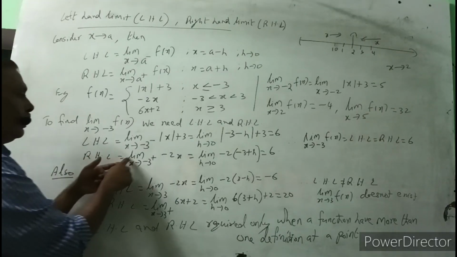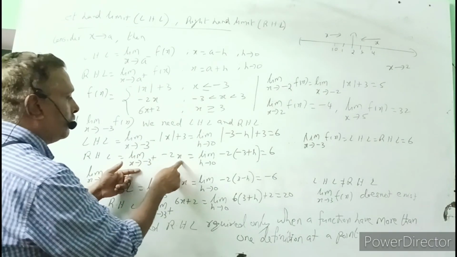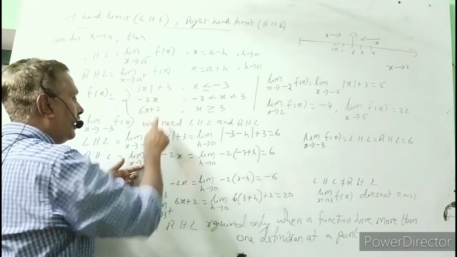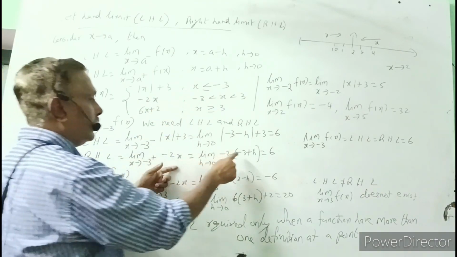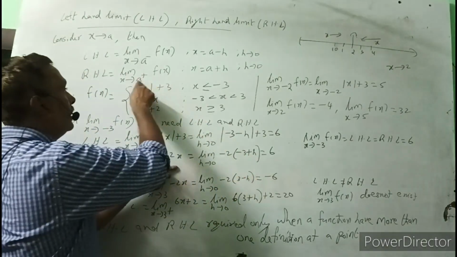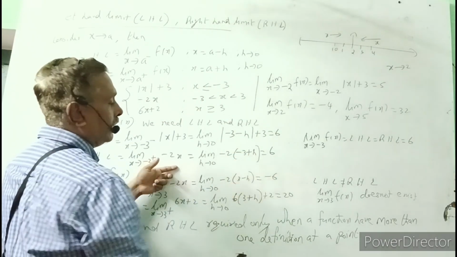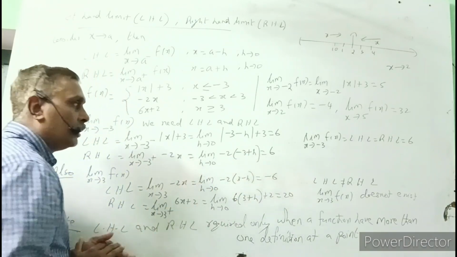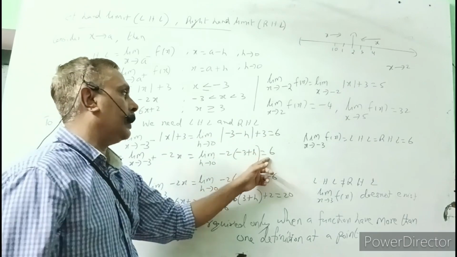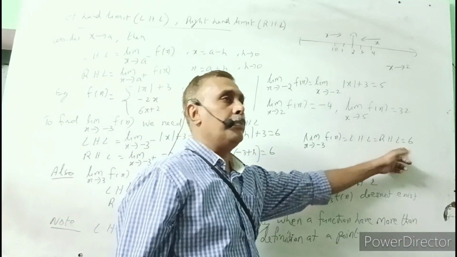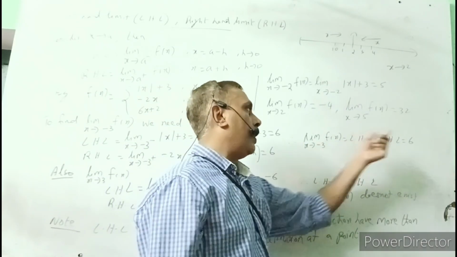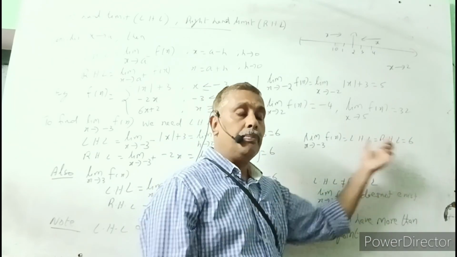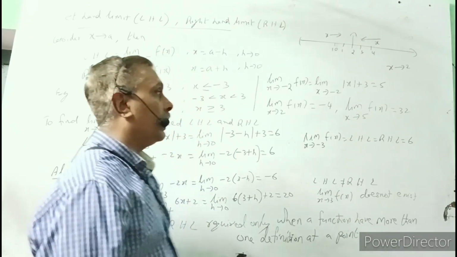Now RHL equals limit x tends to minus 3 plus of minus 2x, meaning the right side of minus 3. The right side of minus 3 is here. So here also I changed x to minus 3 plus h in the RHL part. a is minus 3, so minus 3 plus h. So h is 0, so minus 2 times minus 3 is 6. Both LHL and RHL give the same result, so the limit is also the same. If LHL and RHL are the same, then the value of the limit is also the same. If LHL or RHL are not defined, or are not the same, then the limit does not exist.